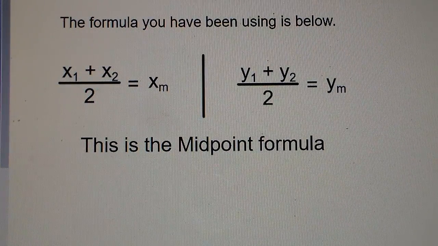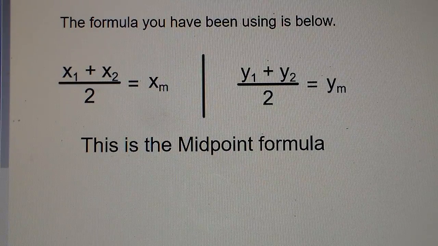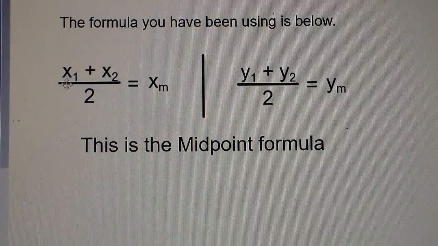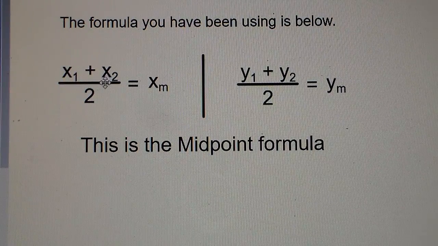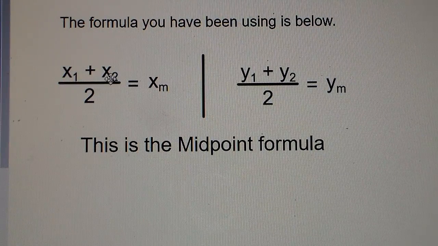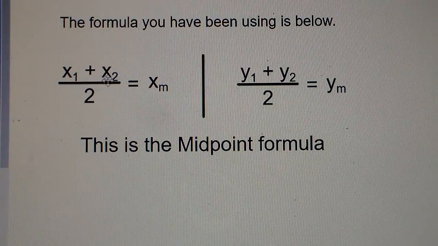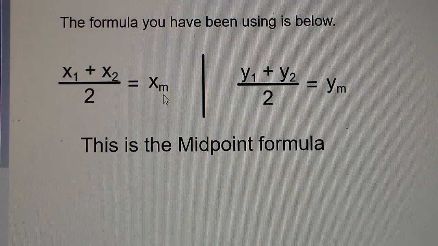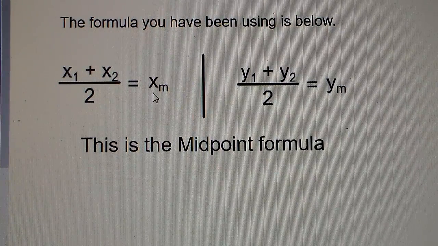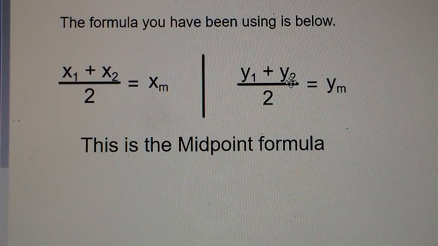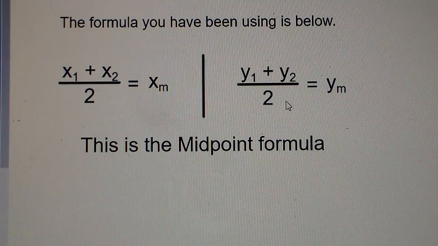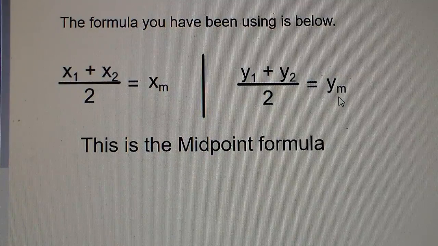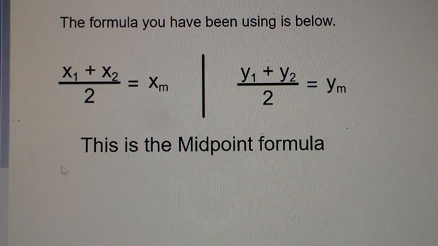Alright, so the formula that we've been using, the average formula, is also the midpoint formula like you see here. We're going to take our two x values, add them up, and then divide the sum of those two x values by 2. That gets us our midpoint value for the x. We add up our two y's and divide that sum by 2, and we get the midpoint for the y value, or the y coordinate. That's the midpoint formula.